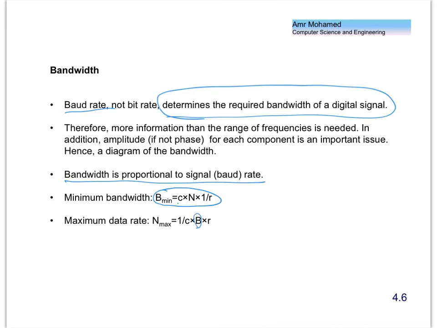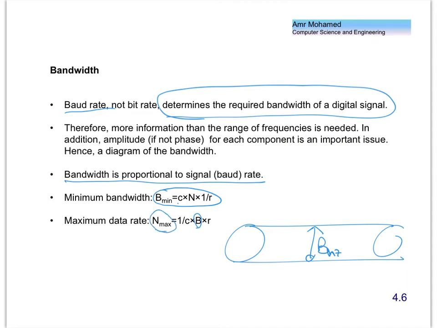So if I have a transmission medium with a specific bandwidth in terms of hertz, what is the maximum bit rate? It's actually 1 over c multiplied by that bandwidth multiplied by r, which is the reverse. So if I have a specific bandwidth, the maximum data rate I can inject in that bandwidth using digital transmission is 1 over c multiplied by the bandwidth multiplied by r.